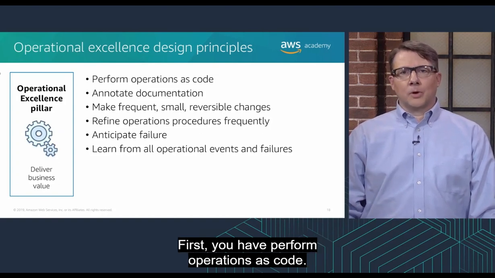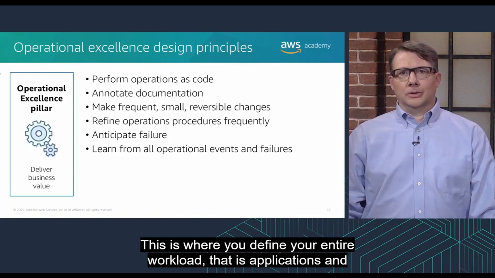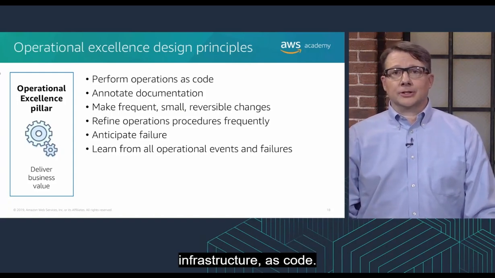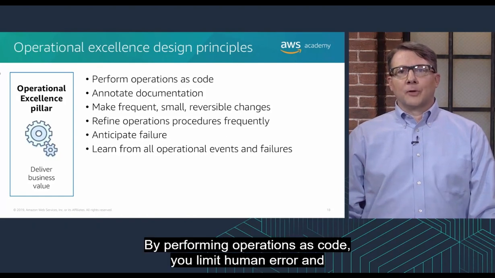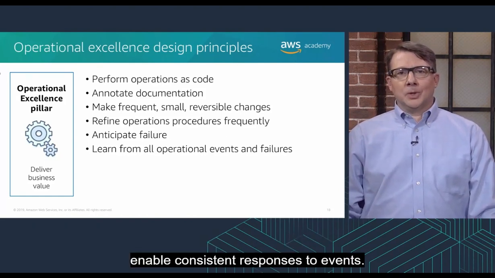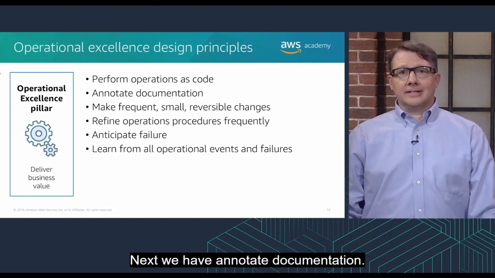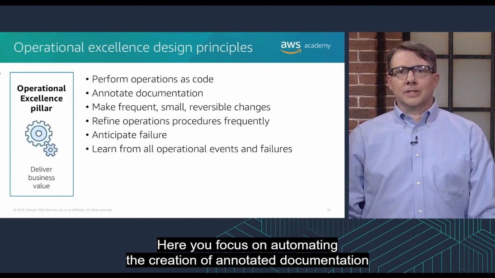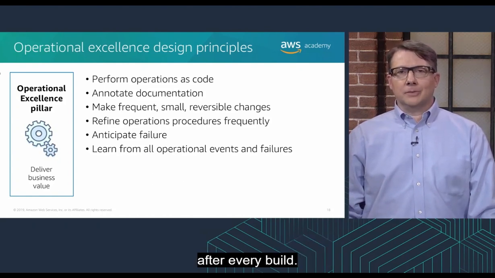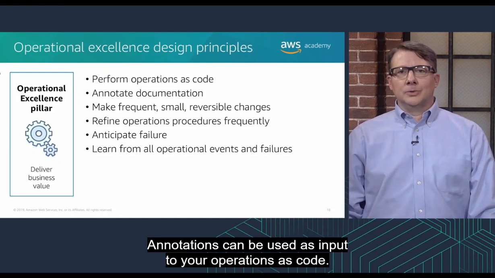First, you have perform operations as code. This is where you define your entire workload, that is, applications and infrastructure, as code. By performing operations as code, you limit human error and enable consistent responses to events. Next, we have annotate documentation. Here you focus on automating the creation of annotated documentation after every build. Annotations can be used as input to your operations as code.